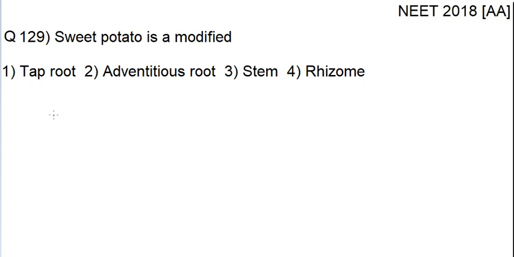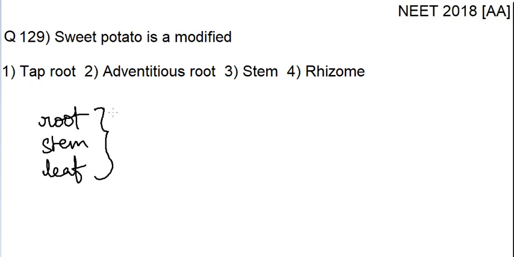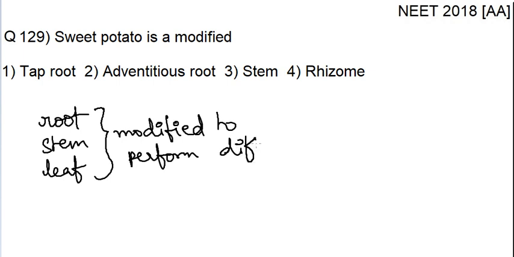Now, first of all, you all should know that a root, a stem, or a leaf, all of these can be modified to perform different functions. Why am I saying this? Because generally roots are known to absorb water and minerals from the soil, right?